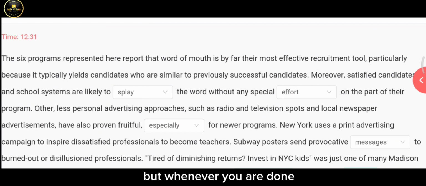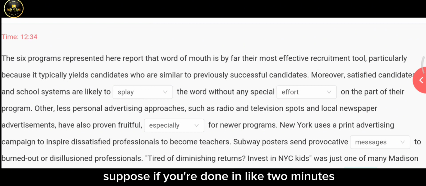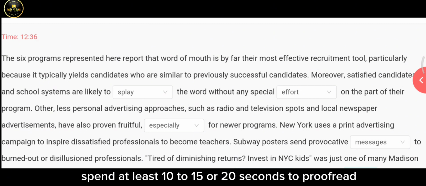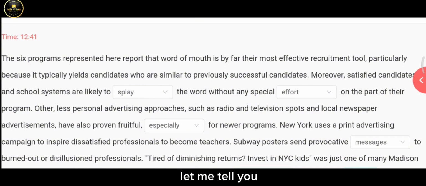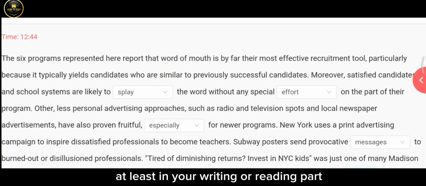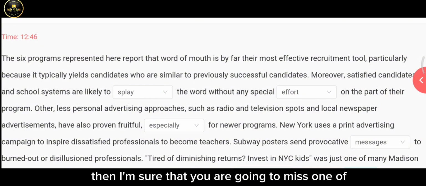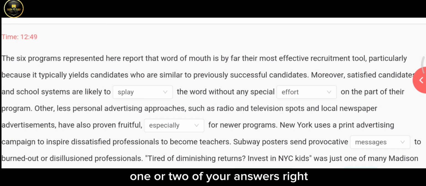But whenever you are done, suppose you are done in like 2 minutes, spend at least 10 to 15 or 20 seconds to proofread your answer, because proofreading is very important, guys. Let me tell you, if you're not proofreading at least in your writing or reading part, then I'm sure that you are going to miss one or two of your answers, right?